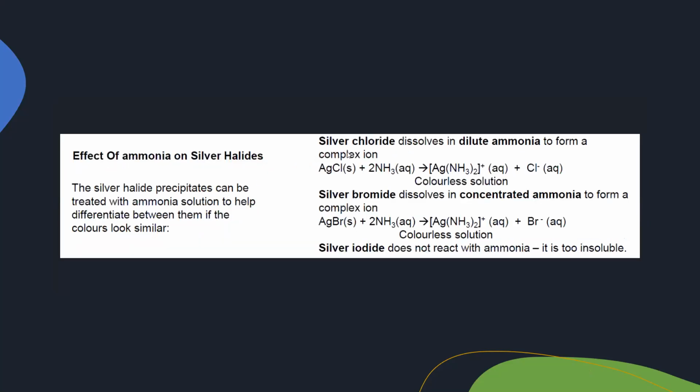Then you can also use the confirmation test: if you add aqueous ammonia, dilute and concentrated have different effects. If silver chloride is formed, it will dissolve in dilute ammonia, and you don't have to memorize this complex equation. But silver bromide will only dissolve in concentrated ammonia. And silver iodide does not dissolve in dilute or concentrated. So silver chloride is soluble in both dilute and concentrated ammonia, silver bromide is only soluble in concentrated ammonia, and silver iodide is insoluble. So this is also a test for confirmation.